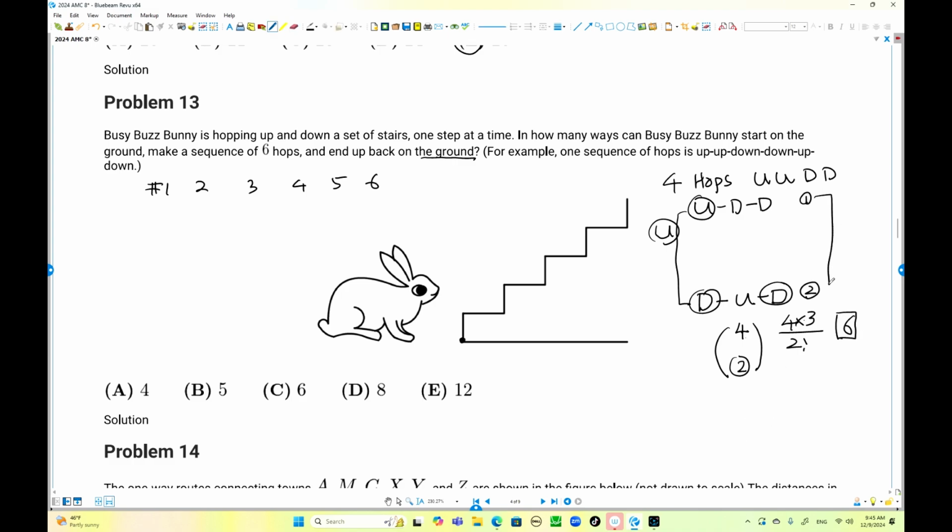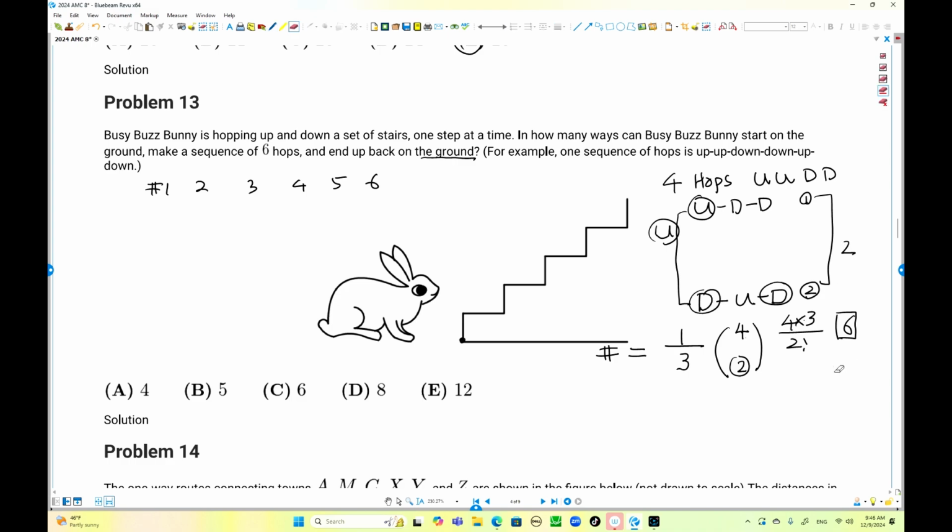But actually the answer is 2, right? So if you use this one, the number of ways should equal 1 over some number times this. What is that? This is 6, 2, so 6 divided by 2 is 3, right? So 1/3 times this 6 equals 2.